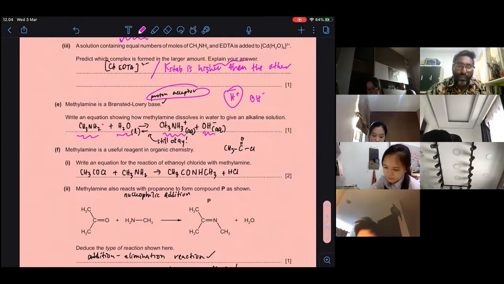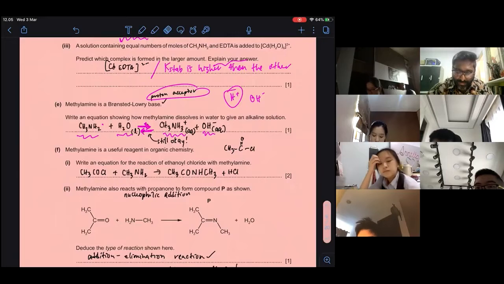Initially I put the arrow as a single arrow, but when I checked the marking key, they put a double arrow over there. But for me, since they just say write an equation and they didn't mention that the reaction is reversible, there is no way for us to deduce that it's reversible. So if you give your answer without the double arrow, it's still correct. But if you want to show it's a reversible reaction, then you include it.